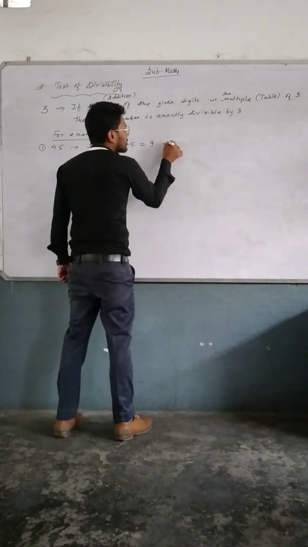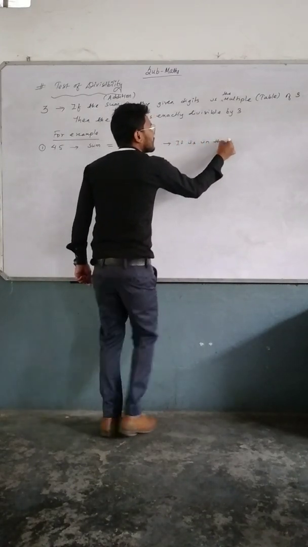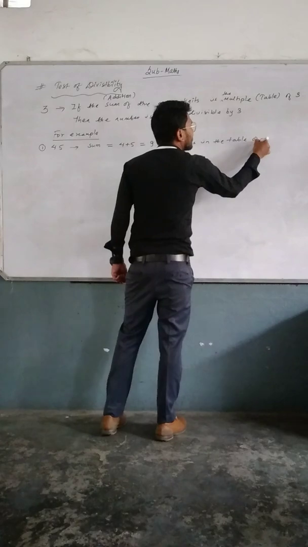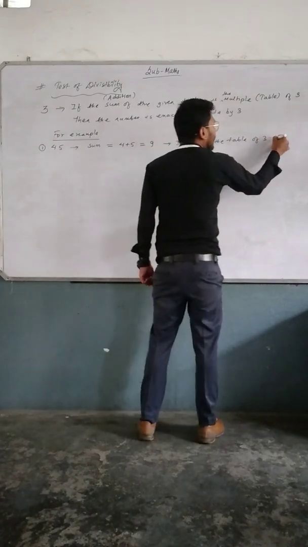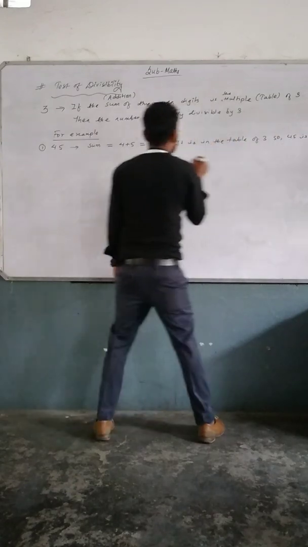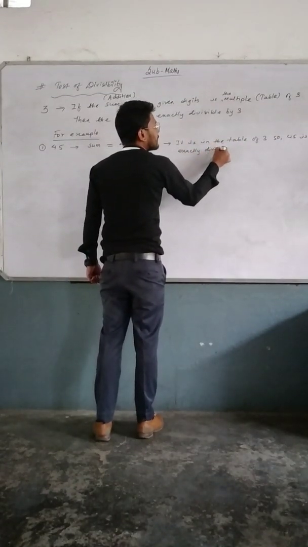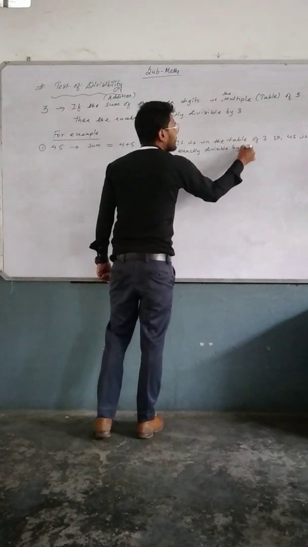Yes? It is in the table of 3. So 45 is exactly divisible by 3.